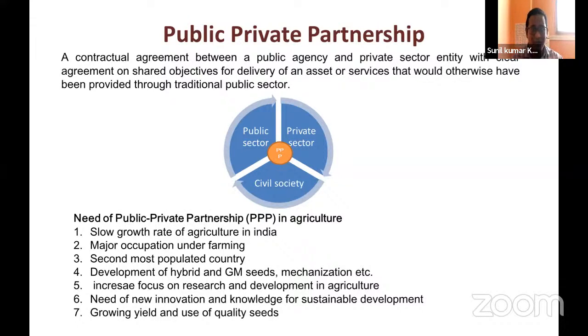So only one sector cannot define the growth of a particular commodity. Recently there have been developments in hybrid and GM digital mechanisms, and an increase in research and development, but those are not reaching every section of society, majorly the farmers. There is also an increase in innovation and knowledge for sustainable development, contributing to growing yield and use of quality seeds. These gaps can be rectified through public-private partnership in agriculture.